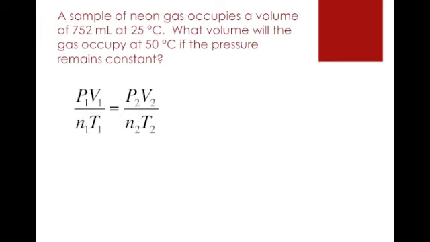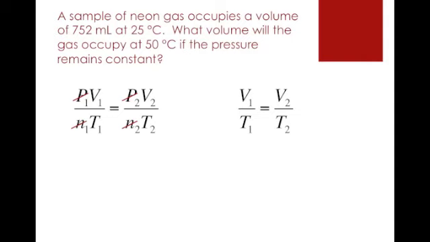Pressure remains constant. So when I write my formula, I'm going to mark out pressure. Now the other thing I'm going to mark out, since it didn't tell me I'm adding more gas, is the number of moles. The only things I'm dealing with in this problem are volume and temperature. So I can just reduce my equation to look like that.